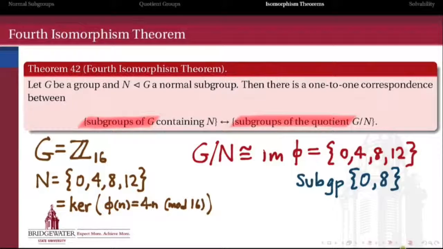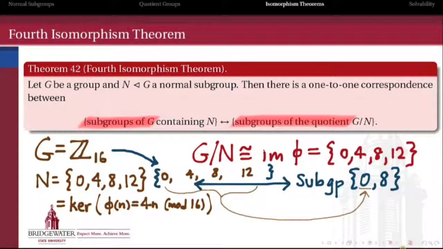Now let's take a subgroup of G mod N. So 0 and 8 form a subgroup over here on the right. So how do we associate to that some subgroup of the original group? Well, let's just take the inverse image under this phi of the elements in the subgroup. So the inverse image of 0 is everything which, when we multiply by 4, gives me 0 mod 16: 0, 4, 8, and 12, namely.